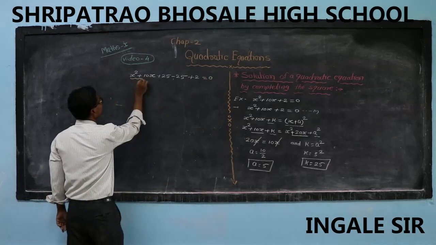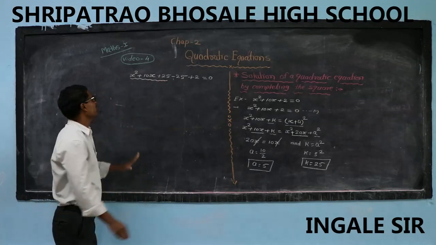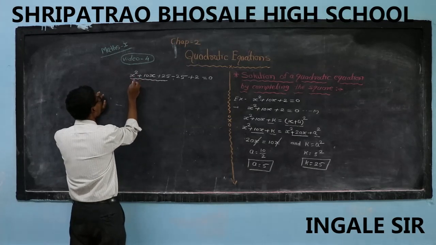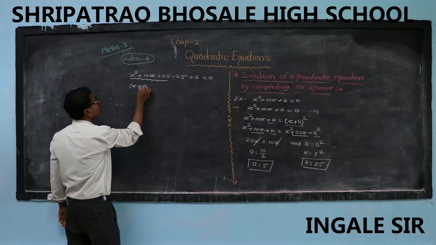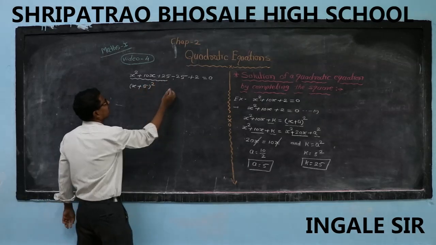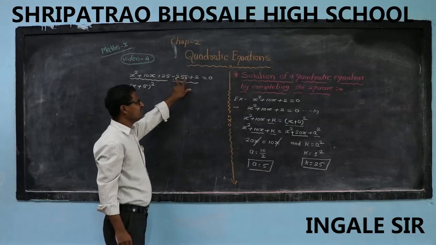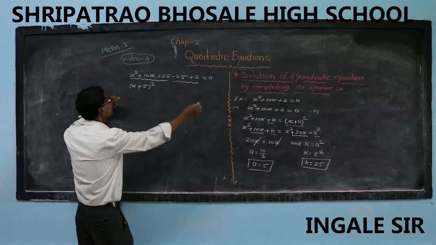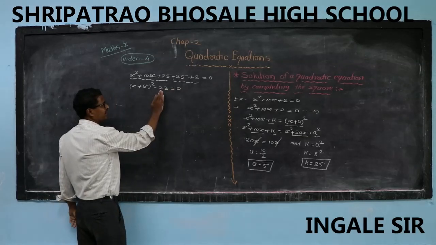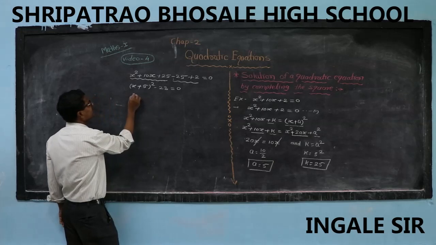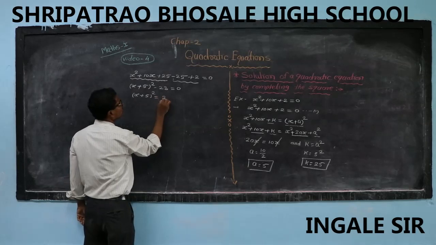Now x² + 10x + 25 is a perfect square trinomial. So the factor is (x + 5)², since the middle term is positive and the square root of 25 is 5. Here −25 + 2: one is negative, one is positive, so take the difference between them. The difference is −23 = 0. Now we take this −23 to the right-hand side: (x + 5)² = 23.